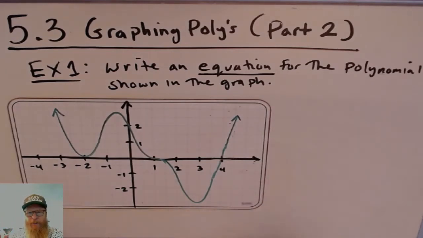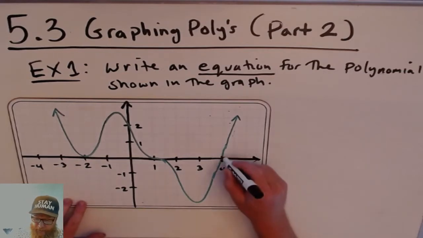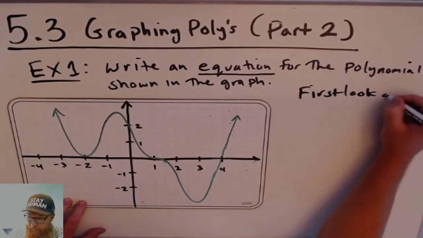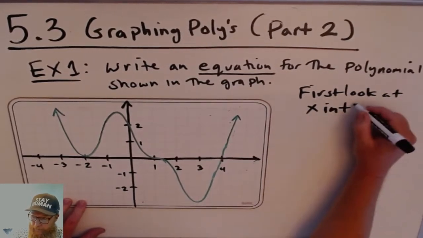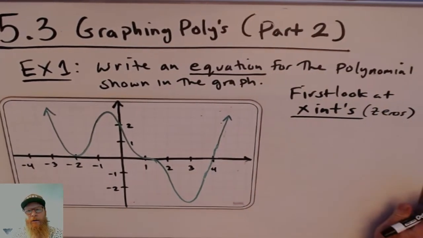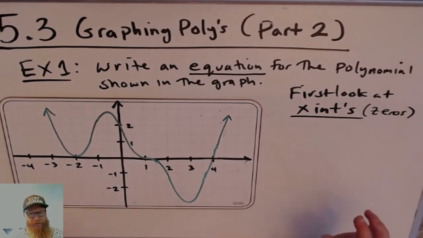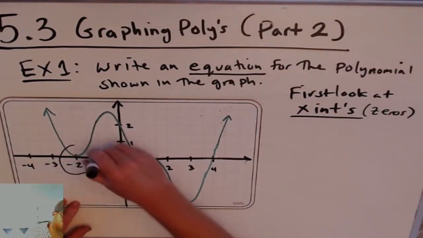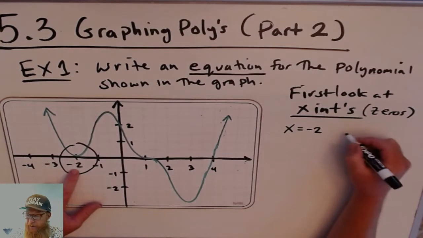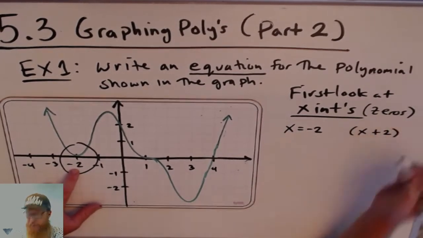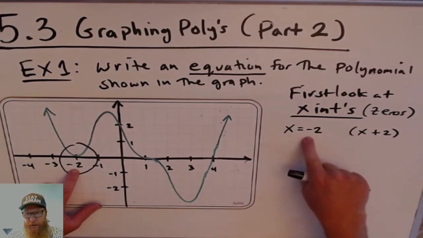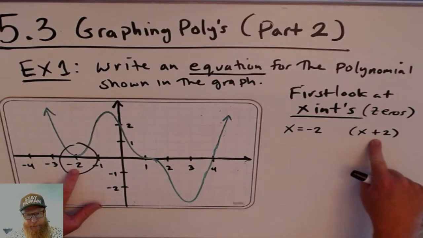So the first thing we want to do is look at the zeros, or the x-intercepts, also known as the zeros. That will give us the factors. So we have a 0 at -2, so we have a factor of x plus 2. Remember, the solution, or the 0, always has an opposite sign of the factor.